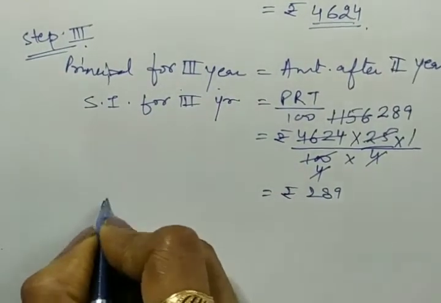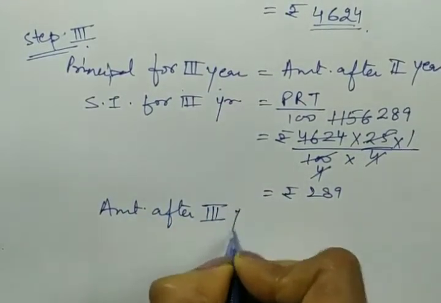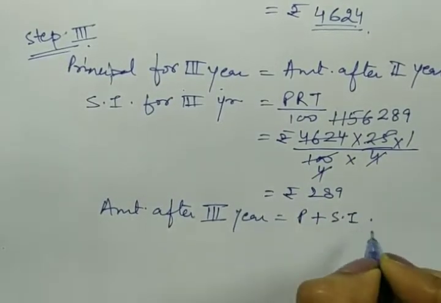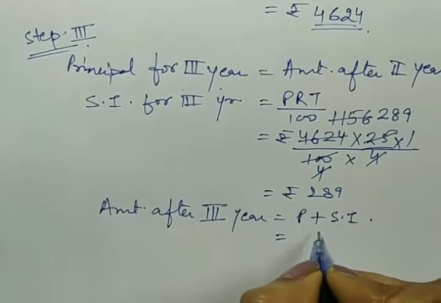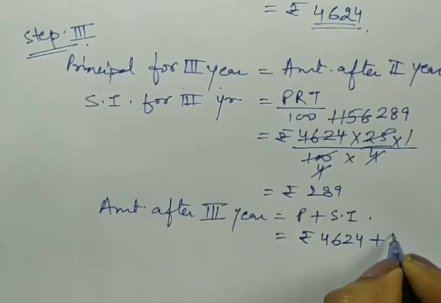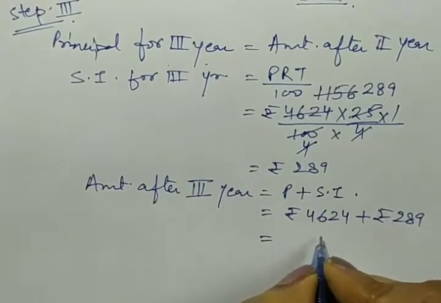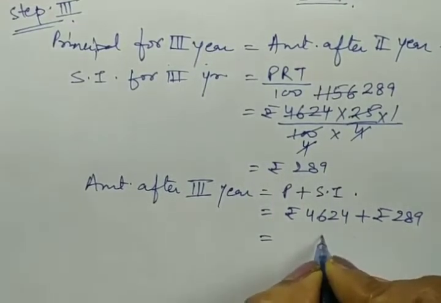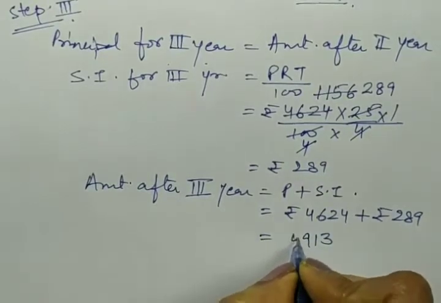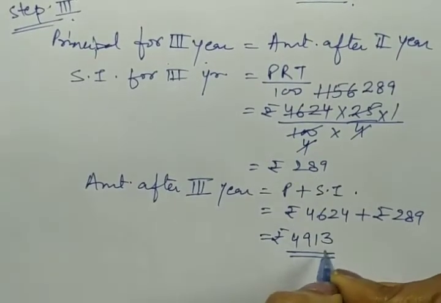Okay. Now find the amount after third year, that is principal plus simple interest, and the principal for third year is rupees 4,624. Add rupees 289. So the amount after 3 years will be 4,913.